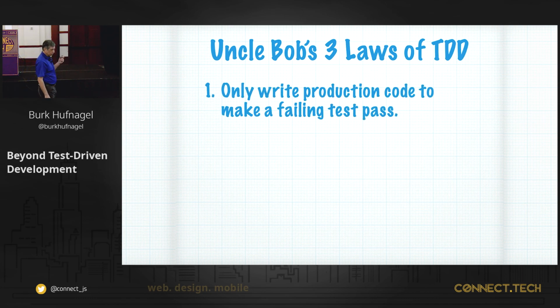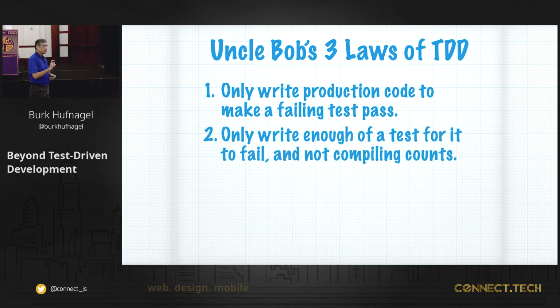And the first law is, you're not allowed to write any production code unless you've got a failing test. Okay, that forces you to do test first. Second is, you're only allowed to write enough test code to fail, and not compiling counts as failing. Which means you can only write enough code so that you're first mentioning a class or first mentioning a method, and you have to stop right there, which is what we were doing in that example.